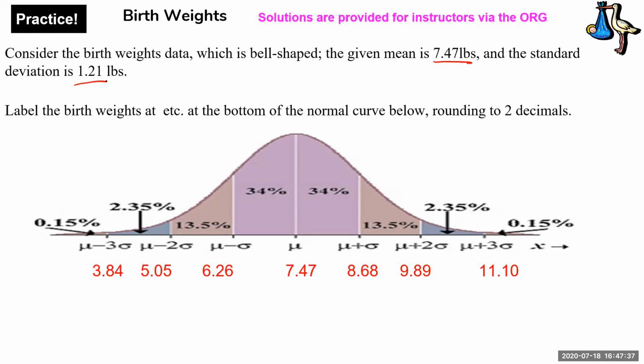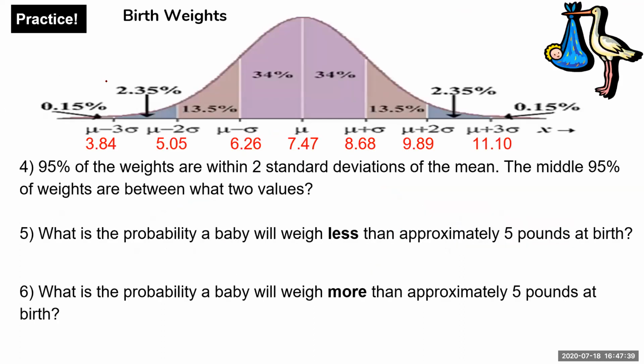Check, check, check, check. And 95% is the second standard deviation. Okay, the second standard deviation. This is the second. So we just want these values at this point. And what's the probability a baby will weigh less than 5 pounds? Less than 5 pounds is right there, that region. So you put these percentages together, and that gives you the answer.